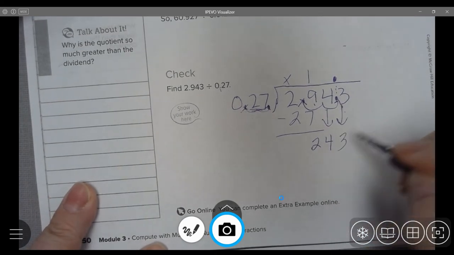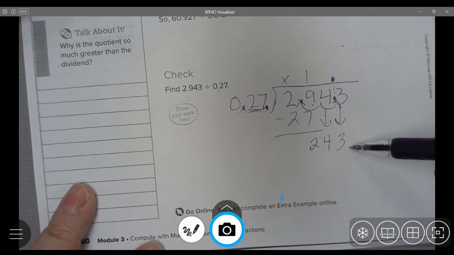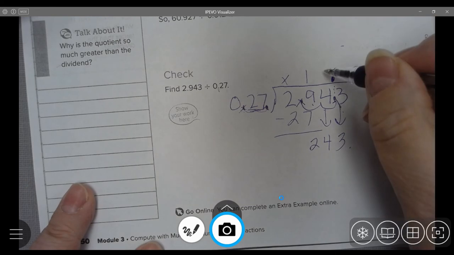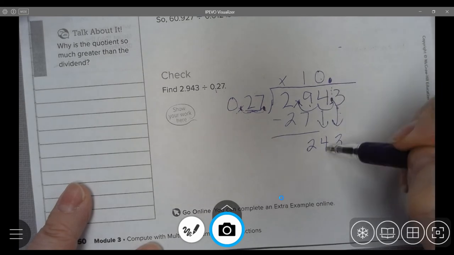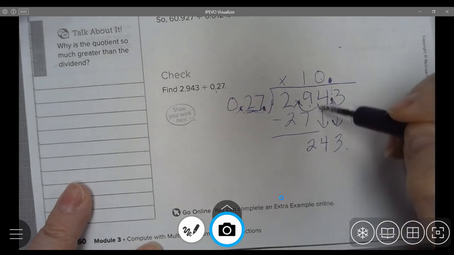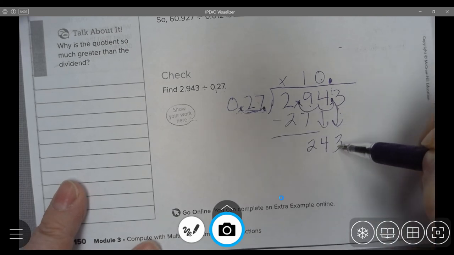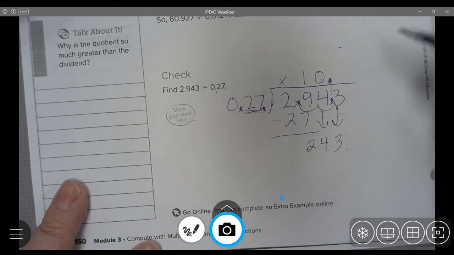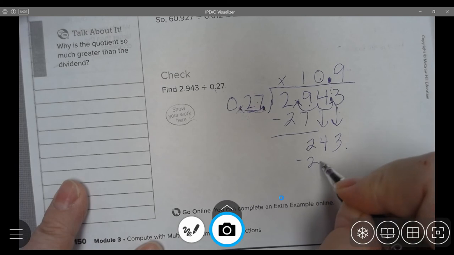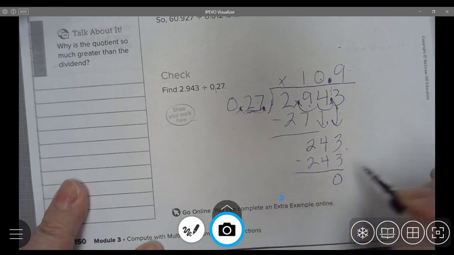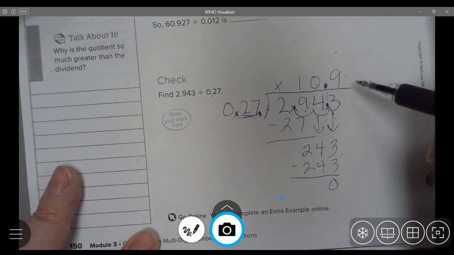Let's see, we have a 3 we need to bring down. I have to back it up there, sorry. So I brought the 4 down. 27 can't go into 24, so I put the 0. But the next thing is we have another number, 3, so bring down the 3. Can 27 go into 243? Yes, it can, 9 times. 9 times 27 is 243. We would have a remainder of 0. So our answer would be 10 and 9/10.